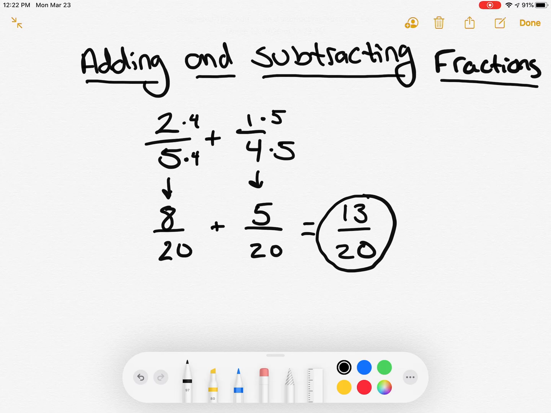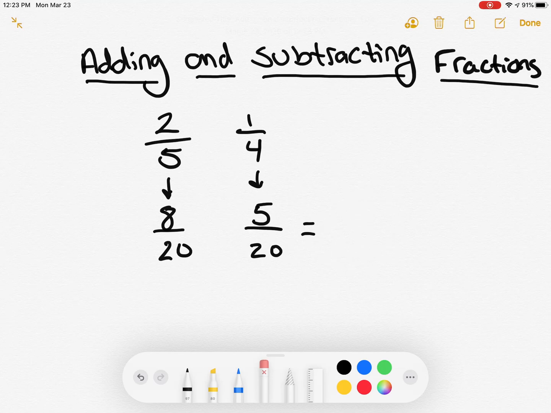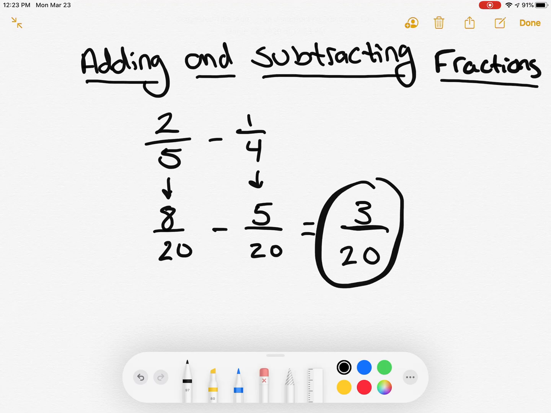I would be doing the same thing if this were a subtraction problem. So if instead, let me erase some of these things here. Now, we're still going to have to change these to have the same denominator, but if I'm subtracting instead of adding, all that I do is 8 minus 5, which is 3, and I keep the 20. So it would be 3/20 if I were subtracting.